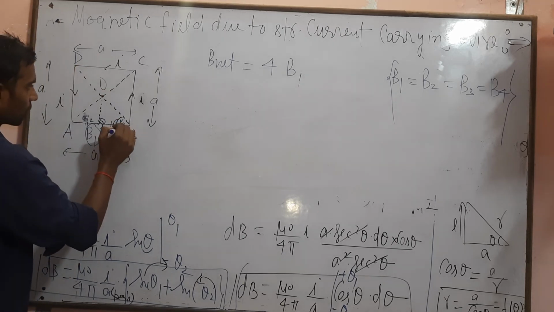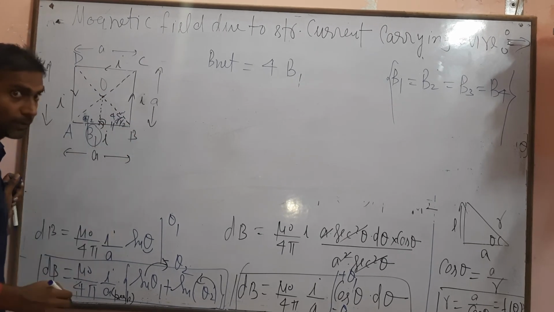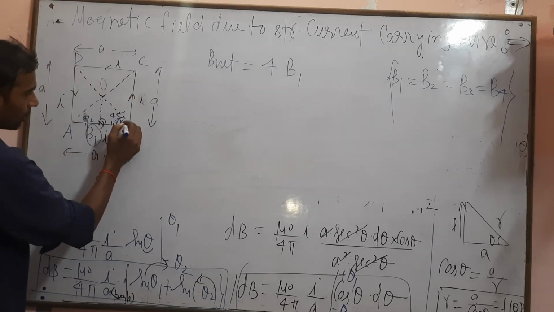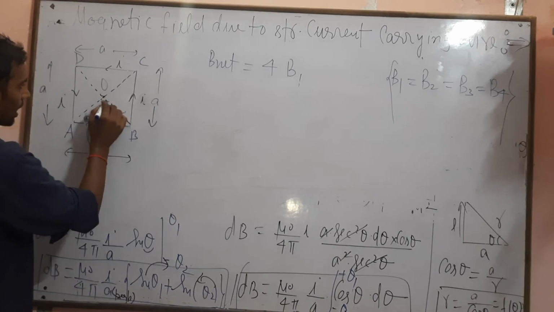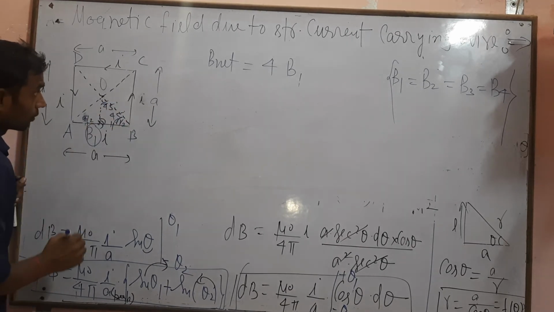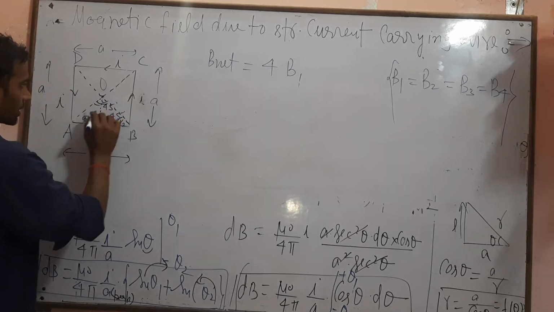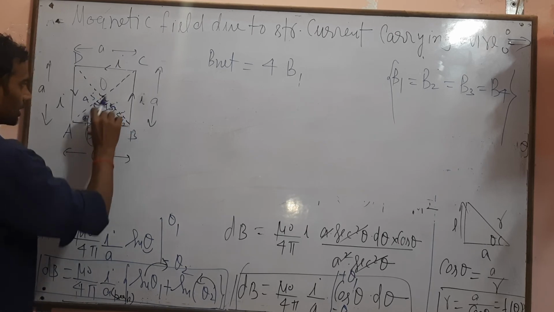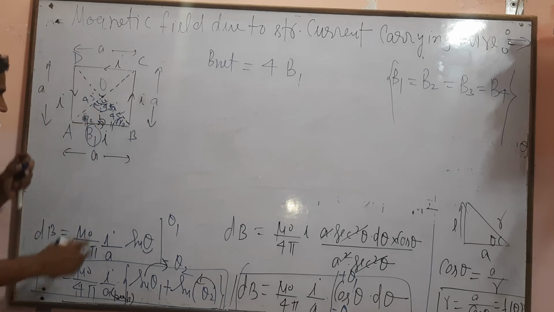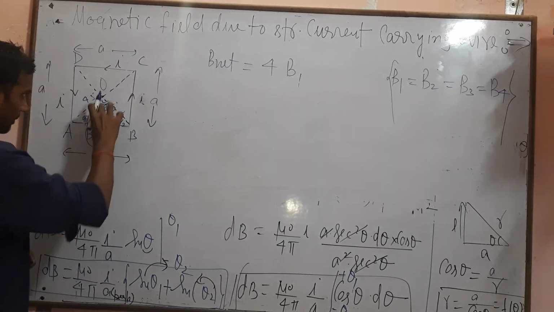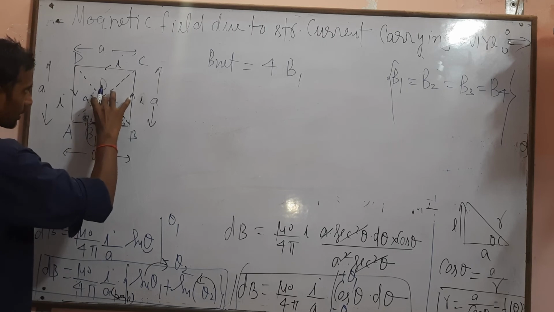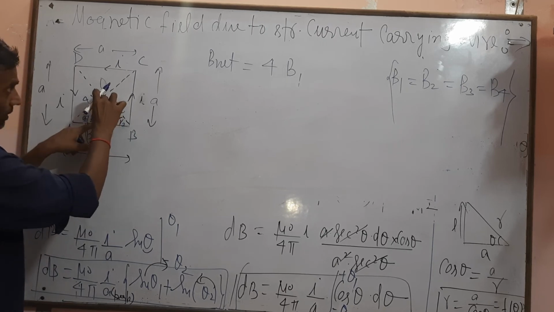This angle will be 45 degrees, because this is the bisector of the whole 90 degrees. This angle is also 45 degrees. So theta 1 equals 45 degrees and theta 2 equals 45 degrees. We have to find the magnetic field at point O. Then R equals, or we can say, this is the perpendicular distance.